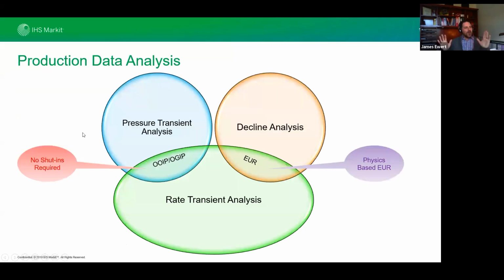So here, very quick, here's the overlay once again. The big deal, PTA, RTA, no shut-ins required to get your material balance, to get a sense of your contacted volume. With decline analysis in RTA, we're going to get a forecast as well. We're going to get that EUR, but it's going to be based on a physics-based forecast. It's going to be informed by our PVT. It's going to be informed with our initial pressure. It's going to be informed with our completion and our reservoir. It's not going to just be a line curve. It's going to be a physics-based line curve.